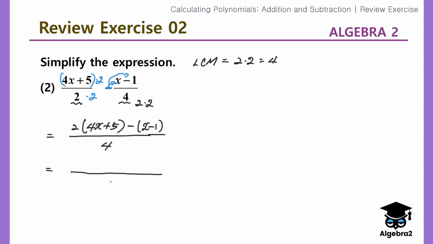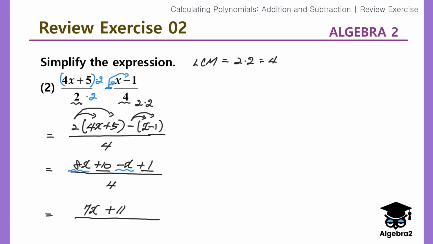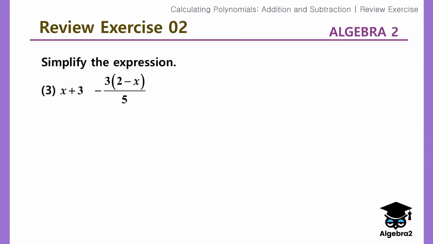So denominator is 4. 2 times 4x, that's 8x. 2 times 5, that's plus 10. Negative times x, that's negative x. Negative times negative 1, that's positive 1, plus 1, right? So that is equal to, we have 8x minus x. A minus 1, that's 7. So 7x. 10 plus 1, that's plus 11. And our denominator is 4.